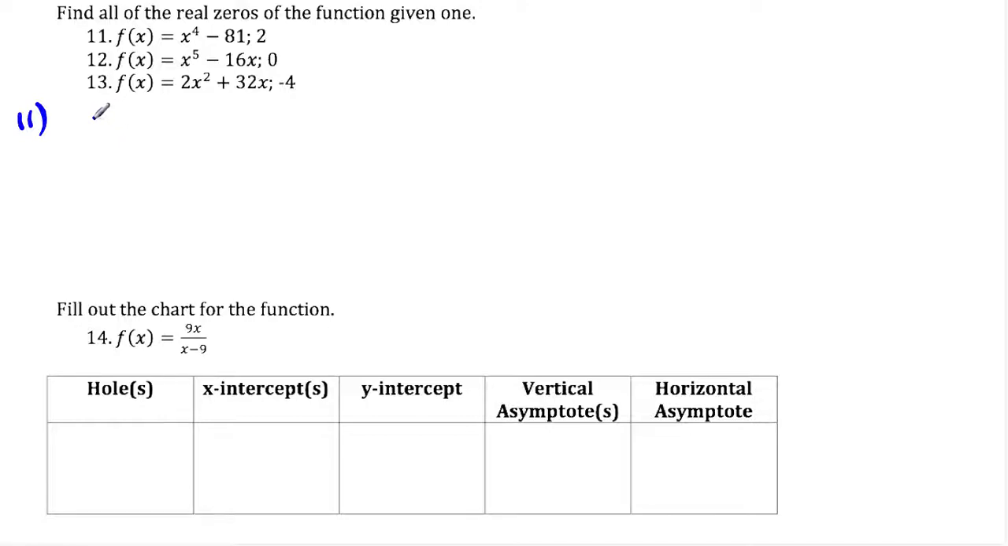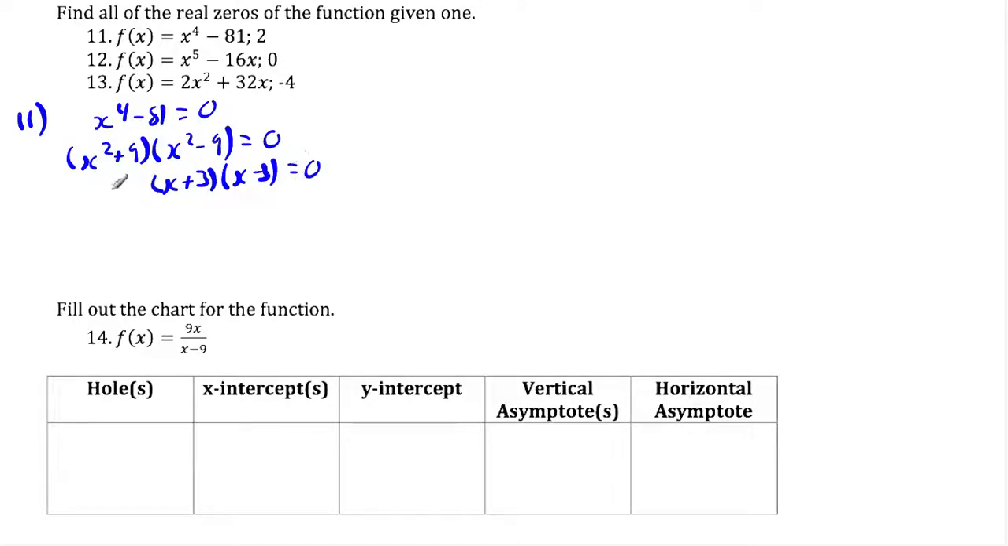So x to the fourth minus 81, we want to equal 0. So we factor this to x squared plus 9 times x squared minus 9. So x squared minus 9, we can factor to x plus 3 times x minus 3. And this stays x squared plus 9.